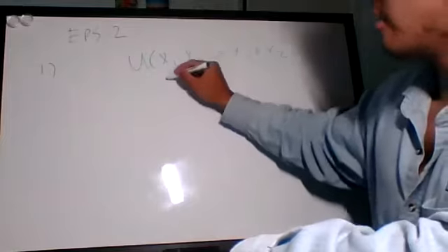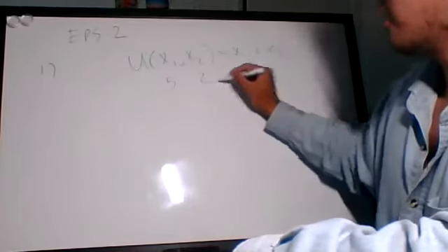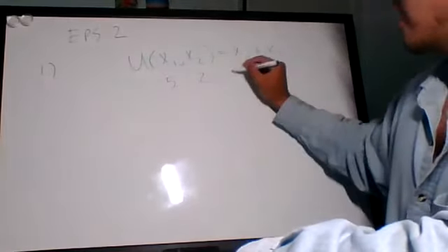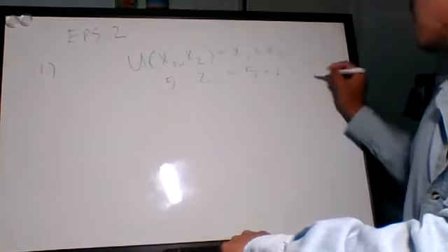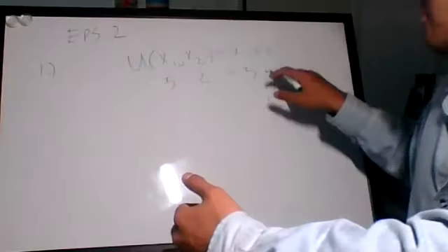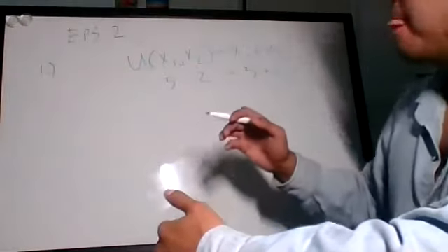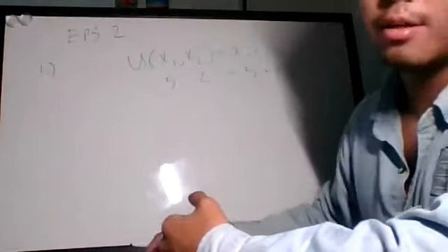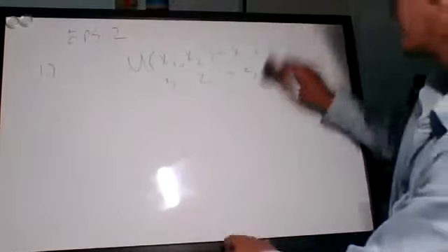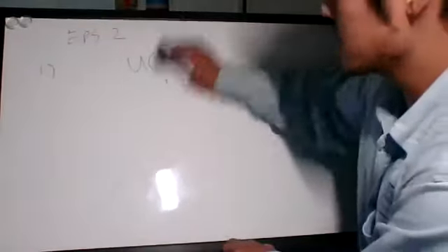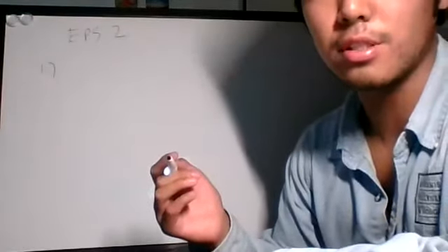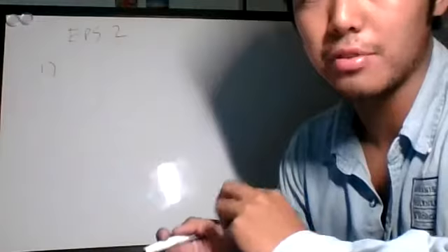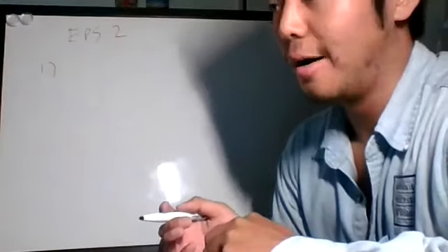Say that I have 5 units of x1 and 2 units of x2. This is going to be equal to 5 plus 2, which is 7. And this is just an example of a utility function. I'm going to let you think about what a good utility function for this example of preferences would be.